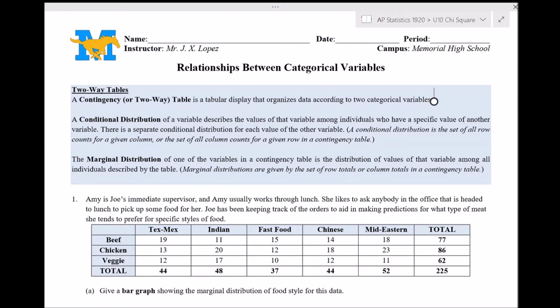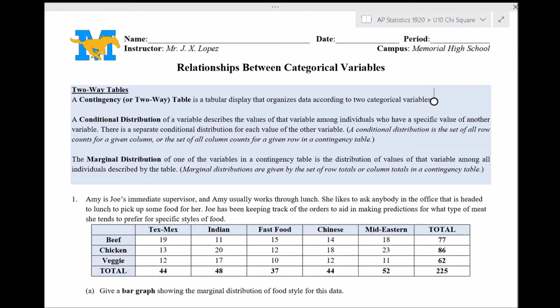And conditional talks about what looks like a marginal value, but given a specific condition for the other variable. So if I were to read that straight, the conditional distribution of a variable describes all the values of that variable among individuals who have a specific value with respect to some other variable.